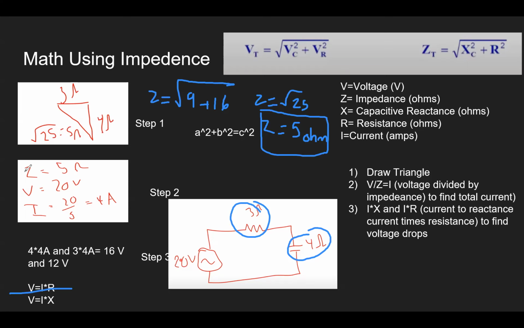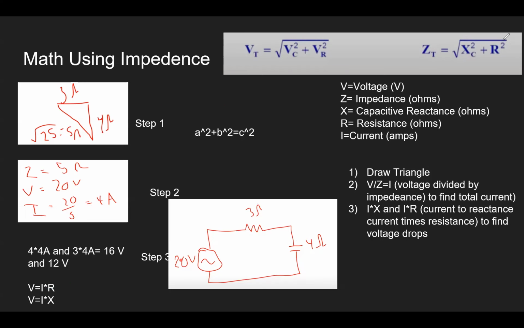So again, all we did for this problem is use Pythagorean's theorem or this equation up here to solve for impedance. That was step 1. Once we had impedance, we could solve for total current. Once we had total current, we could then solve right here for the voltage drops. And you'll notice next week, the math we do is almost identical. When we talk about inductive reactance, essentially it means we have an inductor in a circuit and it works similar to resistance, and the math is pretty similar as well.